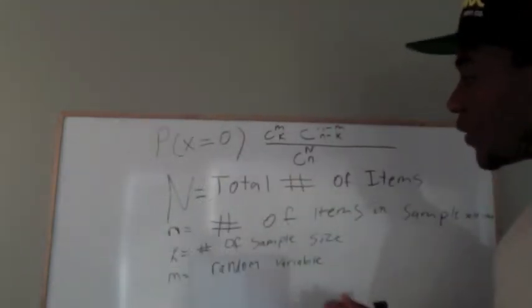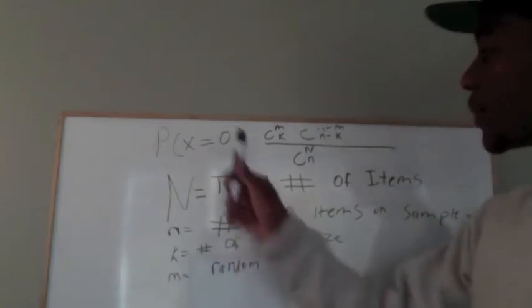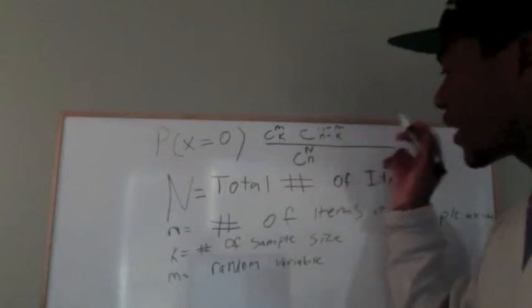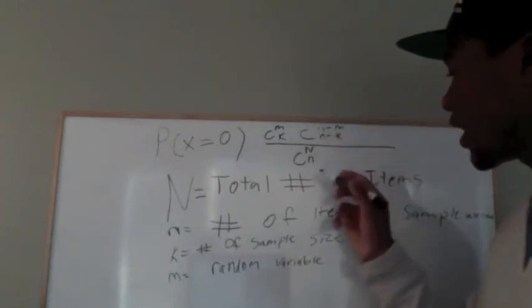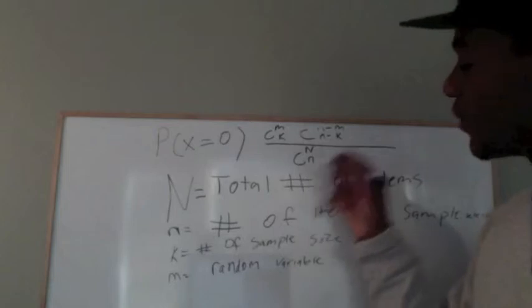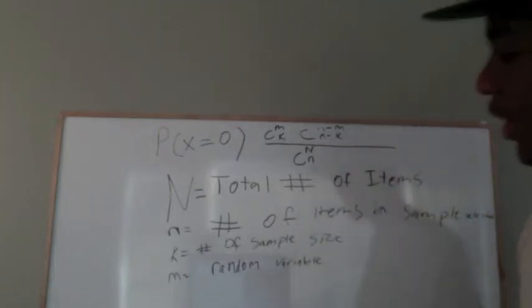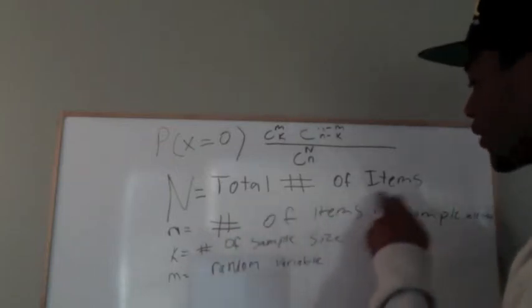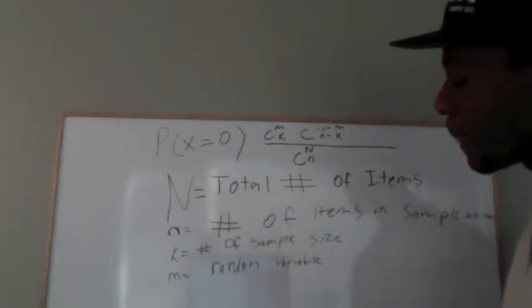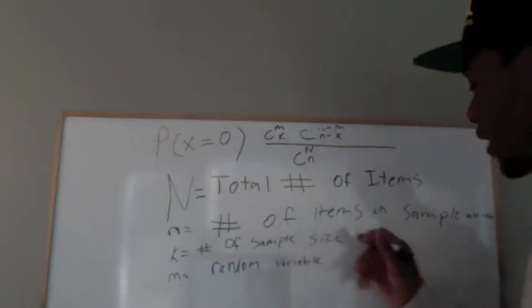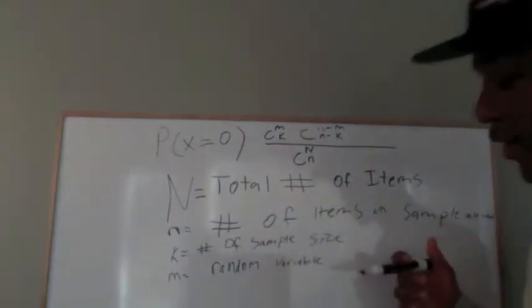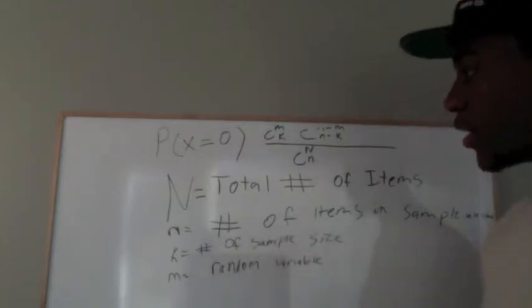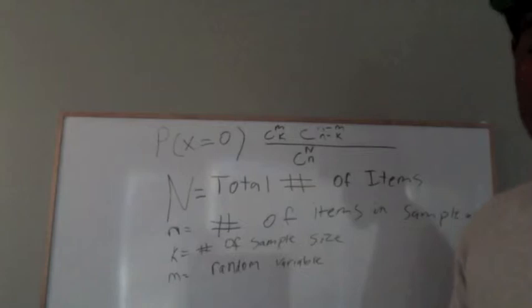The formula, it looks confusing. It's P(x) equals C(M,k) times C(N minus M, n minus k), divided by C(N, n). Now, you just have to break it down. The big N is the total number of items in the problem. The little n is the number of items in the sample selected. And k equals the number of sample size. And also there's M, which equals the random variable.